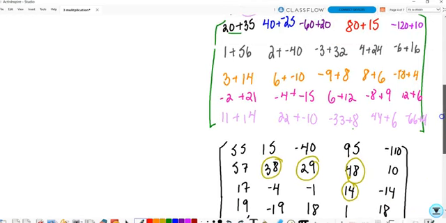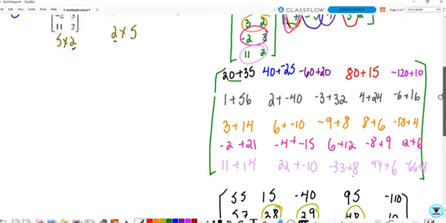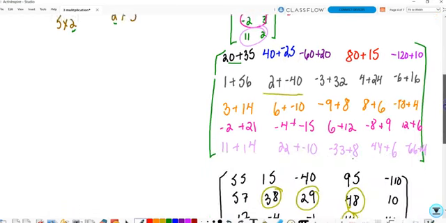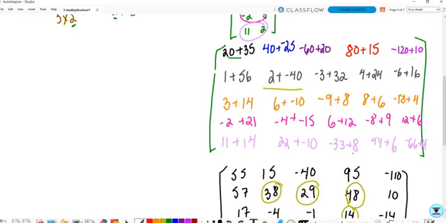So it looks like I have a problem with the second row. Don't tell me I copied the matrix wrong. Okay. Second row, second column. That's 2 and negative 40. That's this. Oh, so that's just an adding mistake. That should be negative 38.